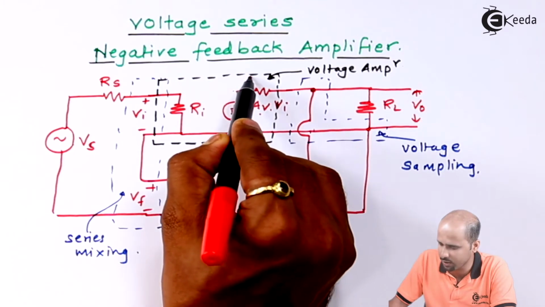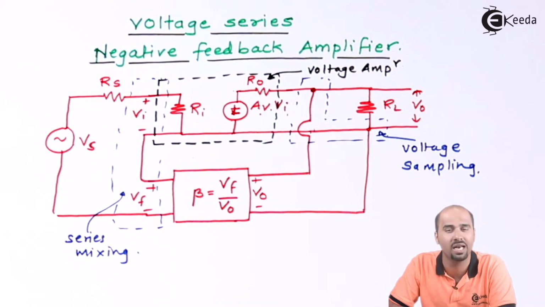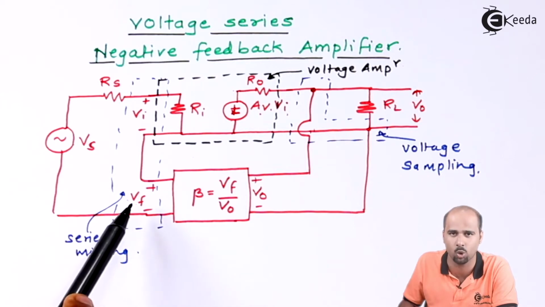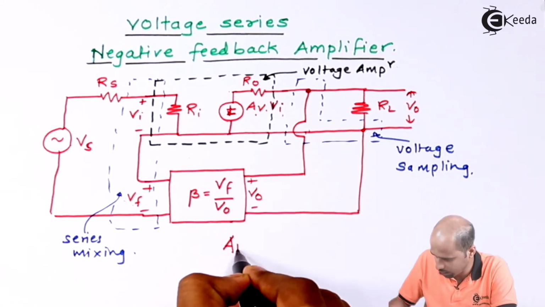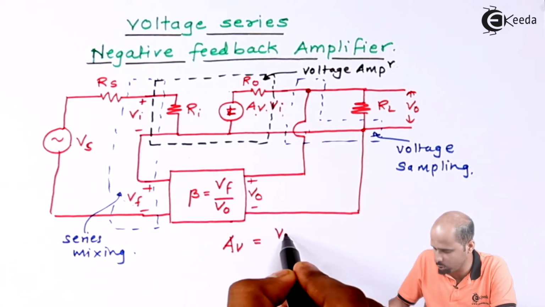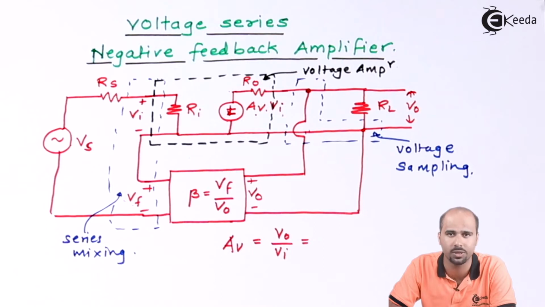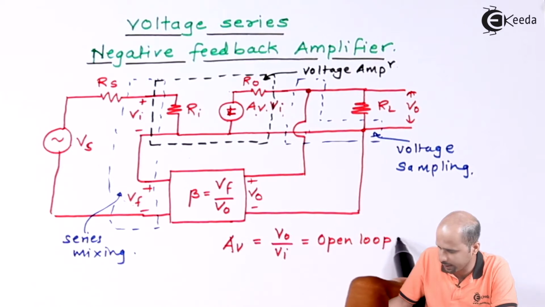This is because, as we have learned in the voltage amplifier, RO is a very low valued resistance, so I can neglect that part. So we'll say that AV VI is equal to VO. Now this VI itself will act as VS because VF is not present, VF will be 0. So AV is equal to VO divided by VI, and that is called the open loop gain.